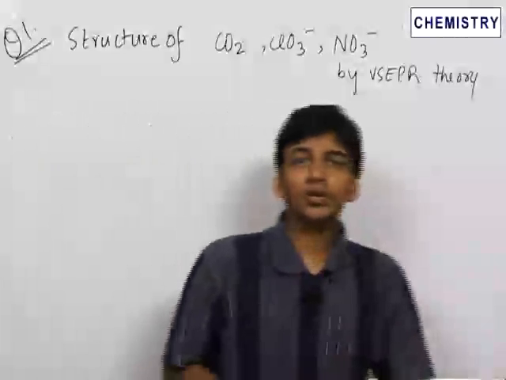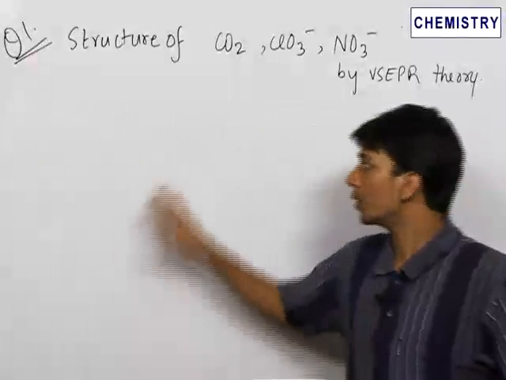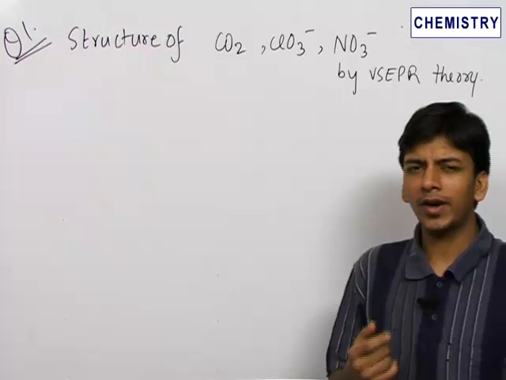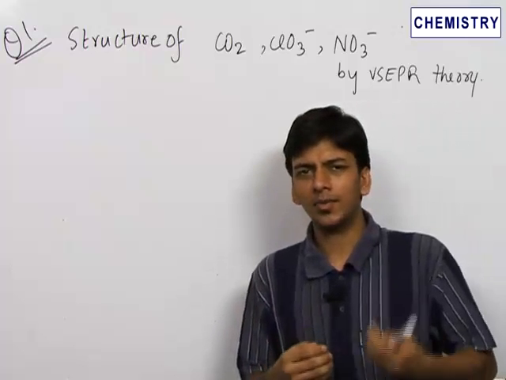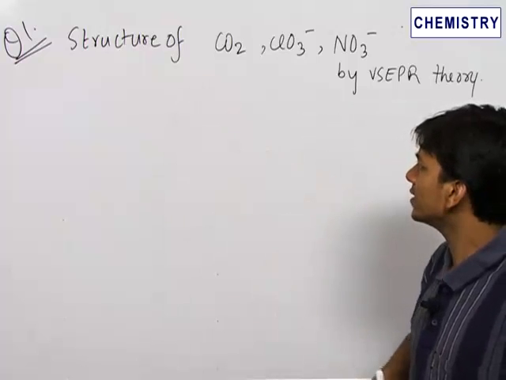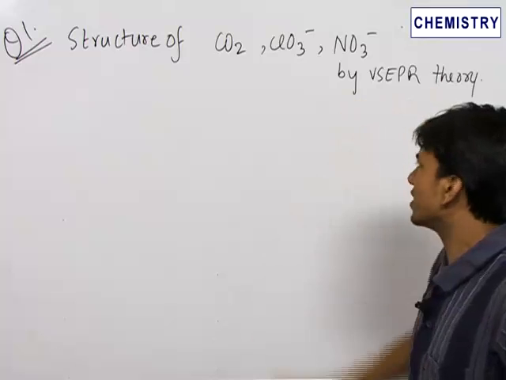The next chapter that we deal with in chemistry is chemical bonding and molecular structure. We will understand the molecular structures of various compounds with the help of VSEPR theory, MOT theory, and we will also find out other things like dipole moment and the ionic nature of the compounds. So the first question that we have in hand is, we need to find out the structure of CO2, ClO3 minus and NO3 minus by VSEPR theory.